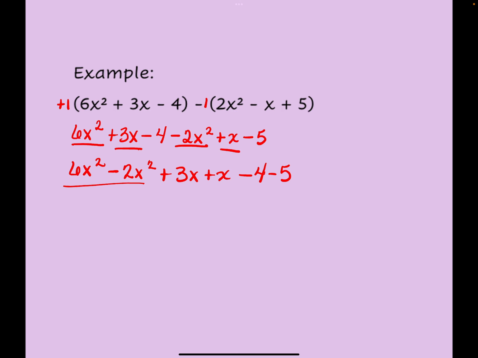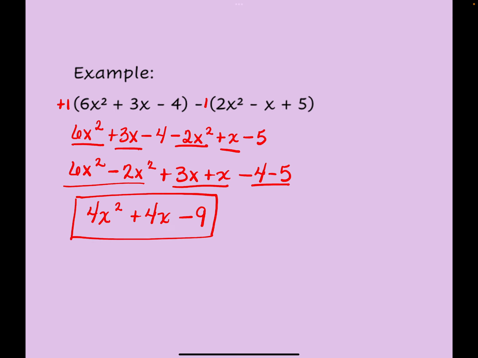So 6 minus 2 gives me 4x squared. 3 plus 1 gives me positive 4x. And negative 4 minus 5, both of them are negative, and that gives me negative 9.